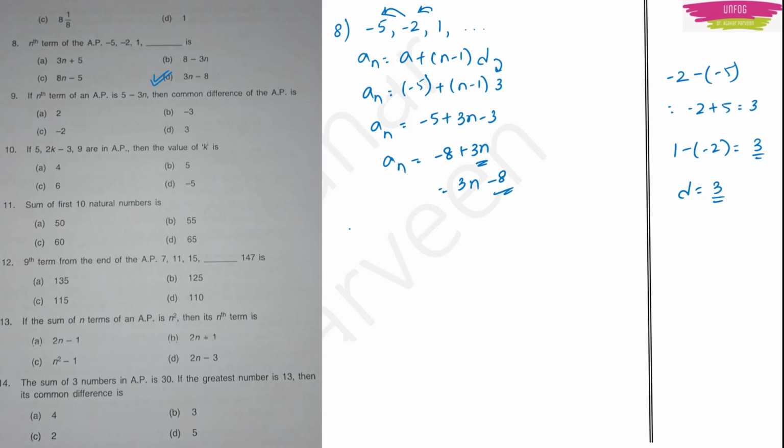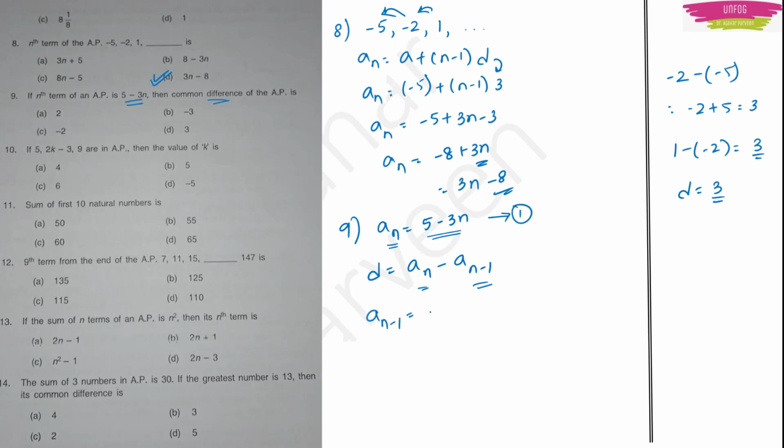Okay. 9th question. If the nth term of an AP is 5 minus 3n, then common difference of the AP is. First what they have done, they have given you nth term an which is equal to 5 minus 3n. Now they are telling you to find the common difference. To find common difference, I have given you one formula which uses only an and an minus 1. Remember that formula, you can use it here. an minus 1. But we know what is an. 5 minus 3n we know. We don't know what is an minus 1, right? So let this be 1. Now you find an minus 1.